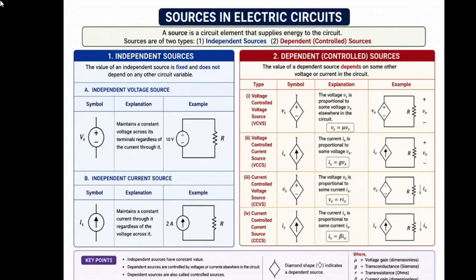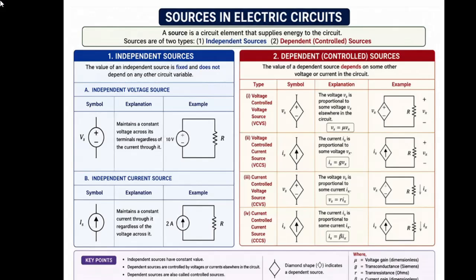Welcome to the lecture. Today we are going to see the topic sources in electric circuits. First, we have to define what is a source. A source is a circuit element that supplies energy to the circuit. Here, the sources are classified into two types: independent sources and dependent sources.